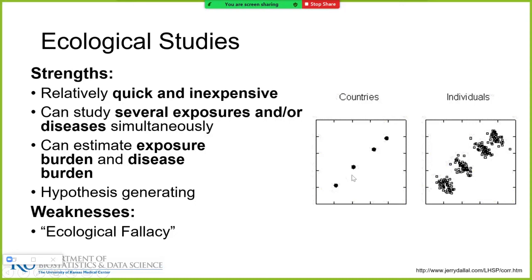So what I'm seeing in this figure is not a true positive association between exposure and outcome. I'm seeing systematic increases in the average of both the exposure and outcome across these countries, where if I were able to drill down, I'd see the true negative association between those. So it's more a feature of country as opposed to a feature of the individuals. And that's the ecological fallacy.